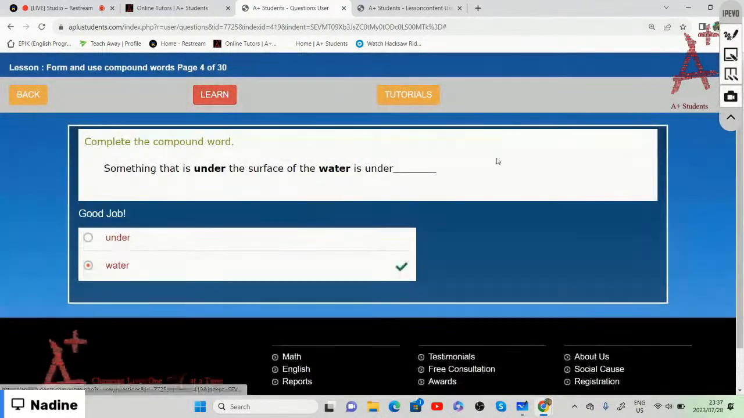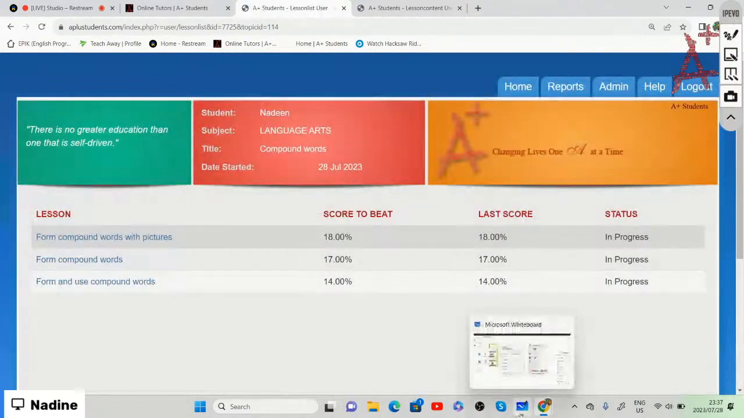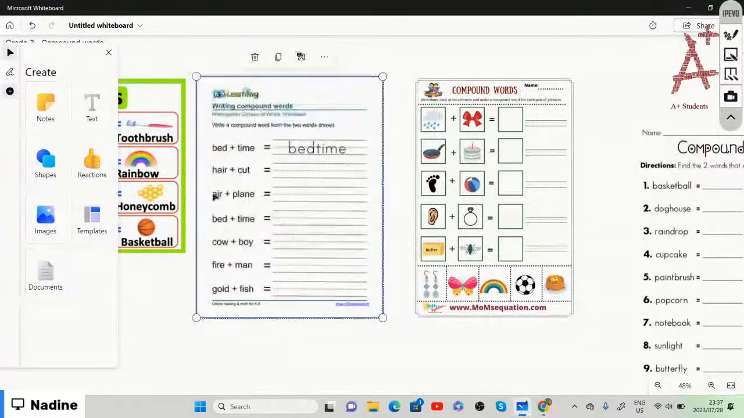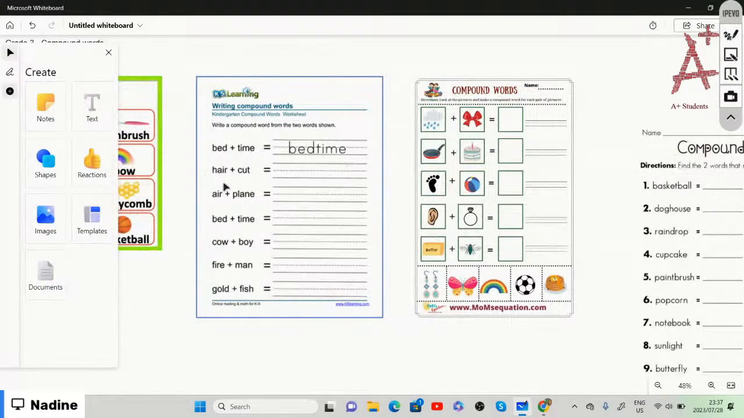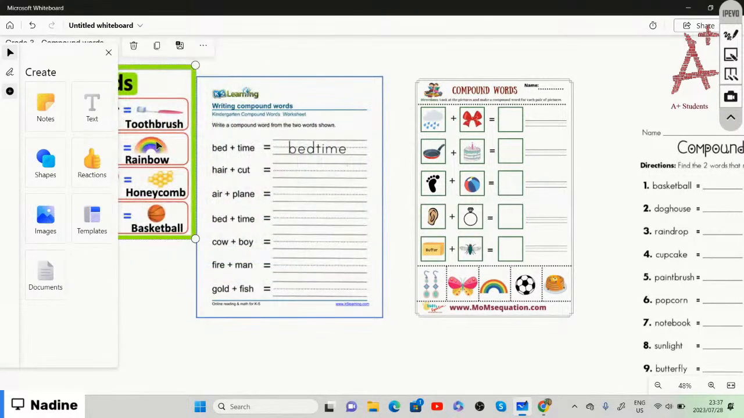So under plus water. All right, it is underwater. All right, so that is basically the test, right? Let's just quickly go to our whiteboard. So we did pictures where we had to combine the two pictures, right? Which is we said that a compound word is two small words that we combine together in order to create a compound word, right? So we did that, right? As well as we joined or combined the two given words, and we also created a compound word from there.